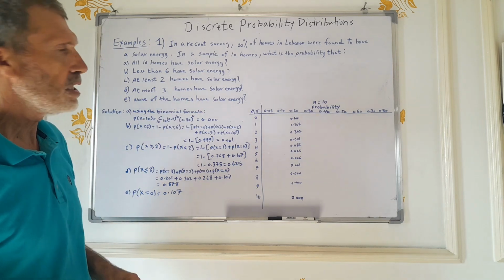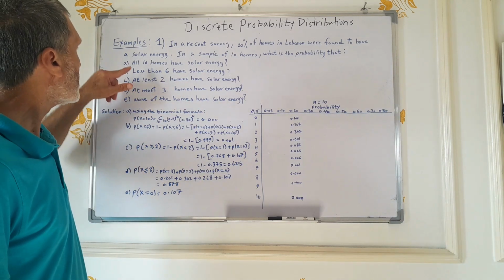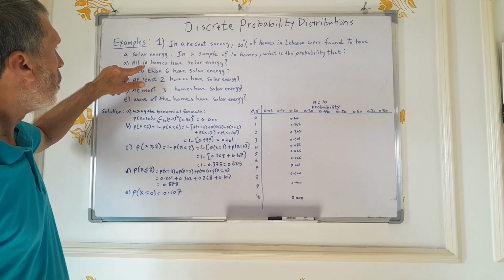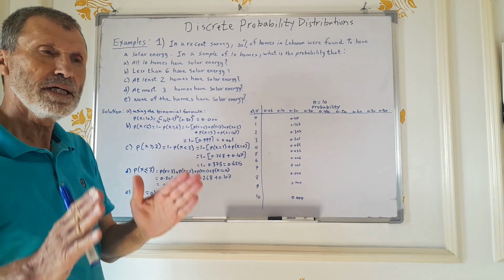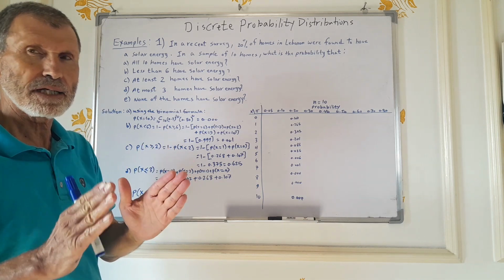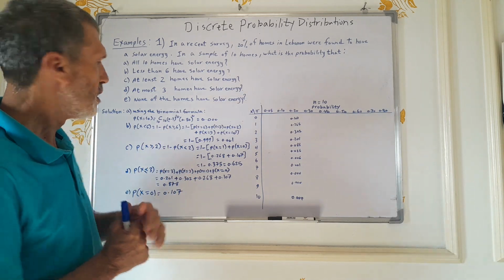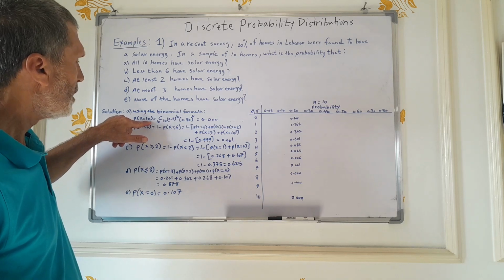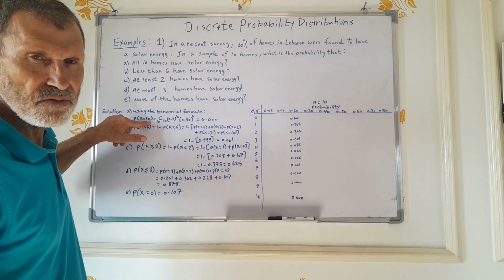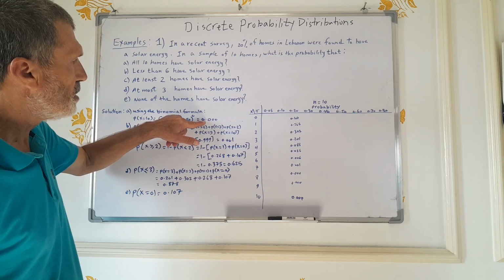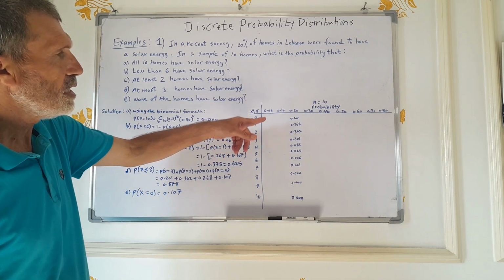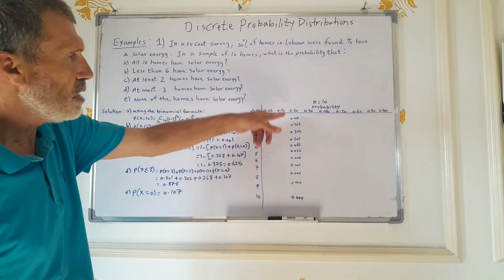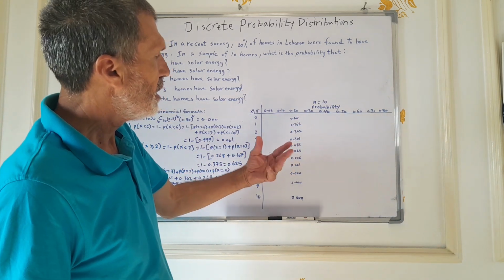Let's solve the problem. So the first part says all 10 homes have solar energy. So we're talking about the probability of success, which is equal to 10. Probability of x equal 10. So for the probability of x equal 10, we could use the binomial formula, and we're going to come up with 0, the answer.